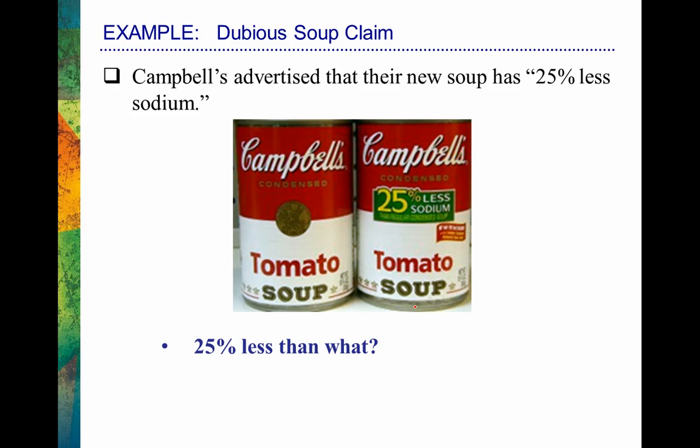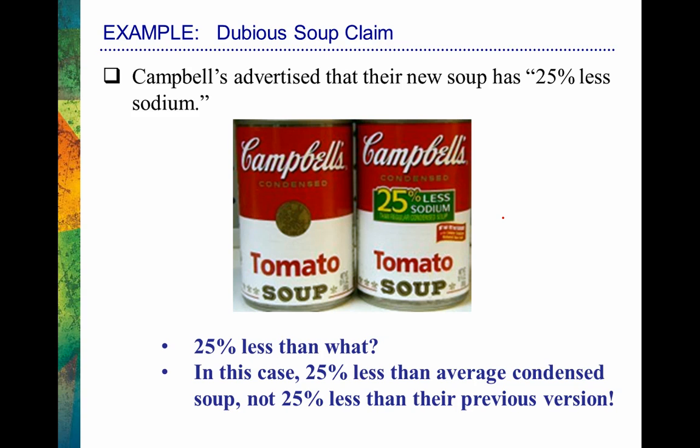That's going to be a common theme today as we're talking about these percentages. We'll be using reference values and computing change scores and things like that. So when we talk about 25% of something or some type of change, we always have to ask, where did things begin? What you would probably assume is that this new soup has 25% less sodium than the previous soup that they were selling. But that's not necessarily the case. And although it's tough to read this small print, what they're really talking about is 25% less than the average condensed soup on the market, not 25% less than their previous version.